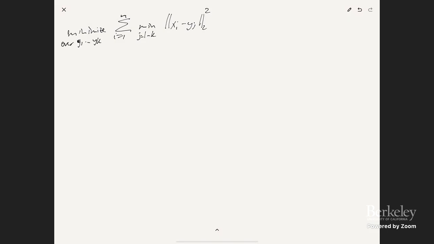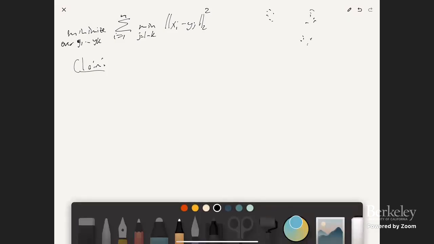And one claim is that once you choose the y's, going back to that picture, you have a bunch of points here, a bunch of points here, some points here, and now you have these clusters. What are these clusters? I'm basically partitioning the points according to the y's. The first cluster is all the points closest to y1. The second cluster is all the points closest to y2. The third cluster is closest to y3. So y1 is here, y2 is here, and y3 is here.